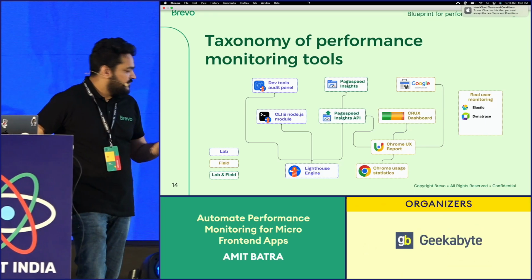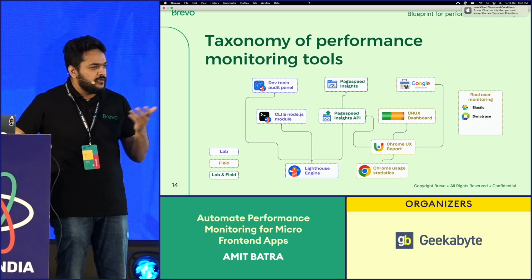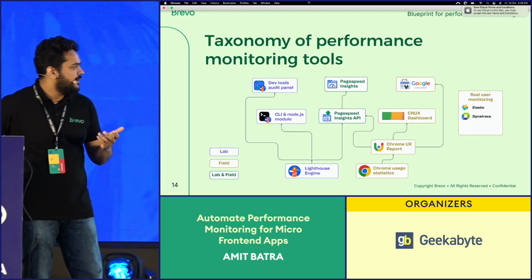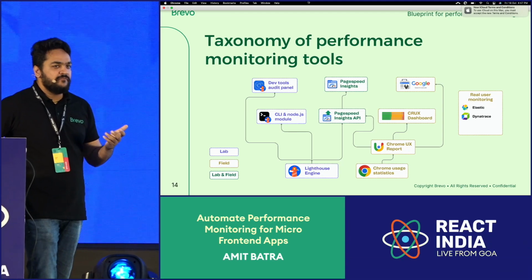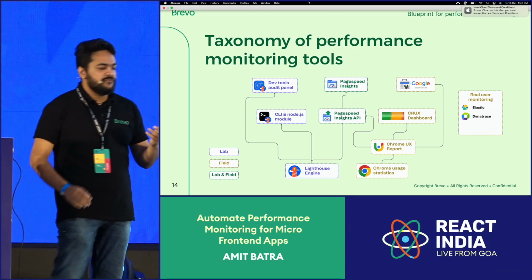And then there is field data. Field data is actually your real monitoring data, you can say. It's actual users visiting your websites, measuring the given set of metrics, right?